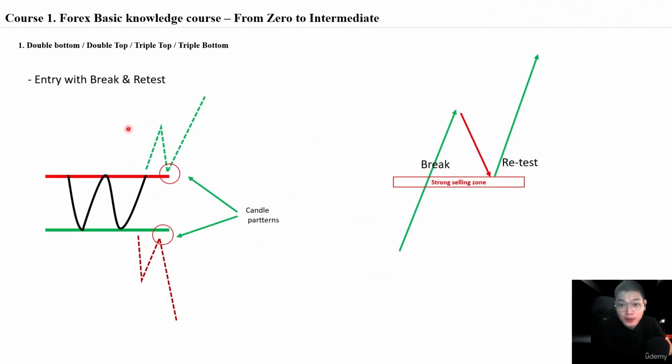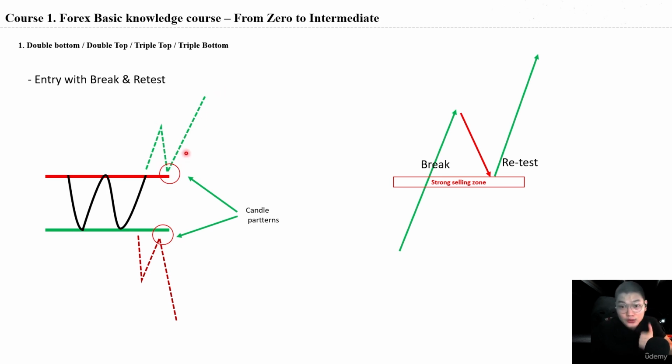When you see a double bottom or double top, for example, here I will give you an example on the double bottom, sorry. When you see a pattern like this, the first strategy is to wait for price to break out of this pattern and retest again like this. Here is the strongest selling zone in this case, and when price breaks down again, normally price will retest again and go up again.